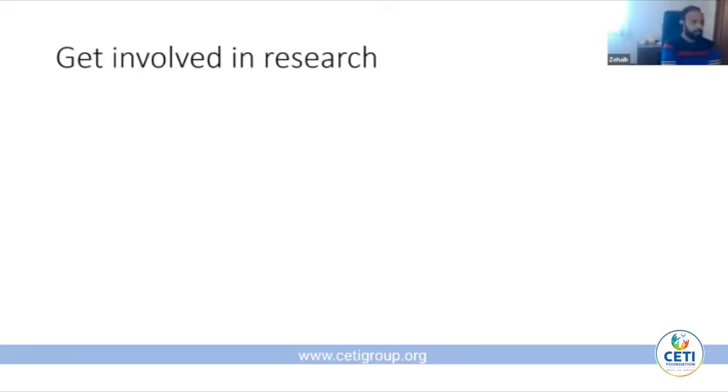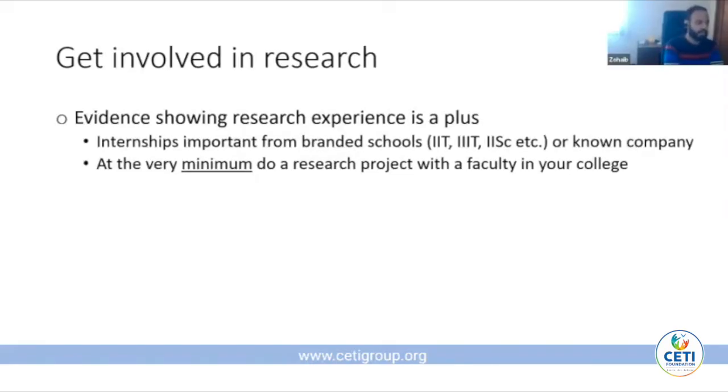Next thing I want to talk about is getting involved in research. As I mentioned in my earlier slides, research is an important criterion for a PhD program. For a master's, it might not be so important, but think about this. You have other students applying with you for the master's. Most of these students, in order to stand out, will do some kind of internship, and they might have an internship from schools or known companies, and that will stand out in their application package.